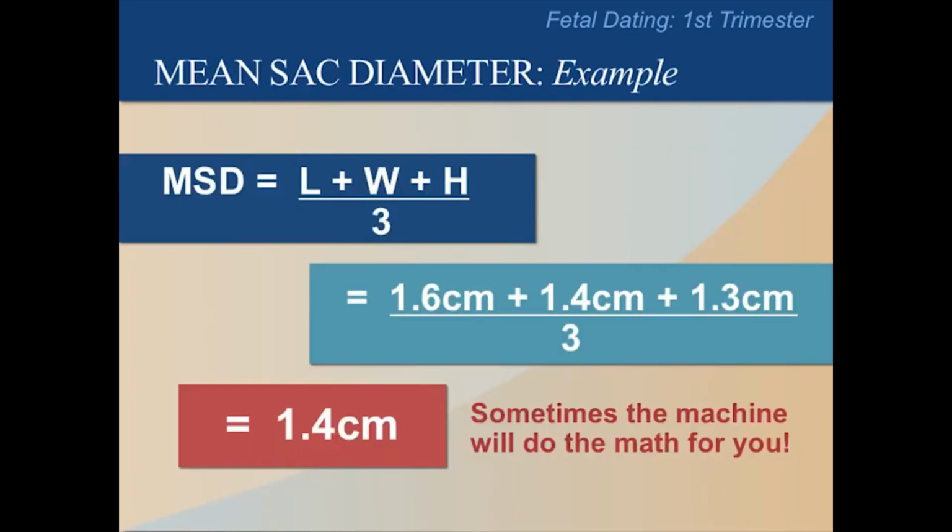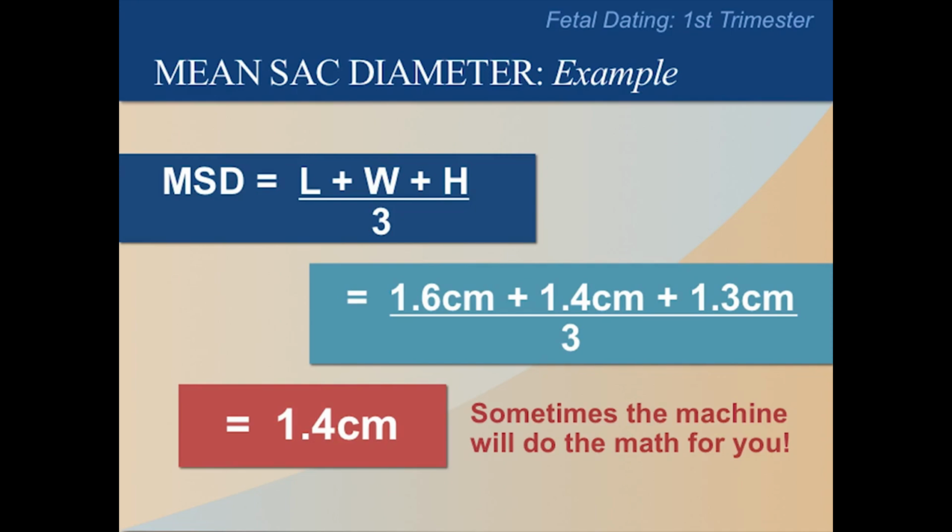Now that we have length, width, and height, we can calculate the mean sac diameter. When we add these numbers together and divide by 3, we get a mean sac diameter of 1.4 centimeters. On some machines, the length, width, and height measurements will be called D1, D2, and D3, referring to 3 different diameters.